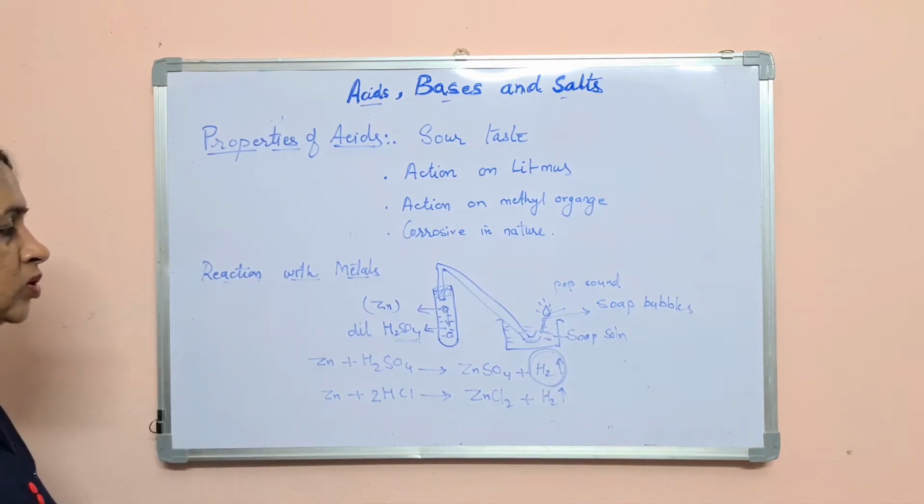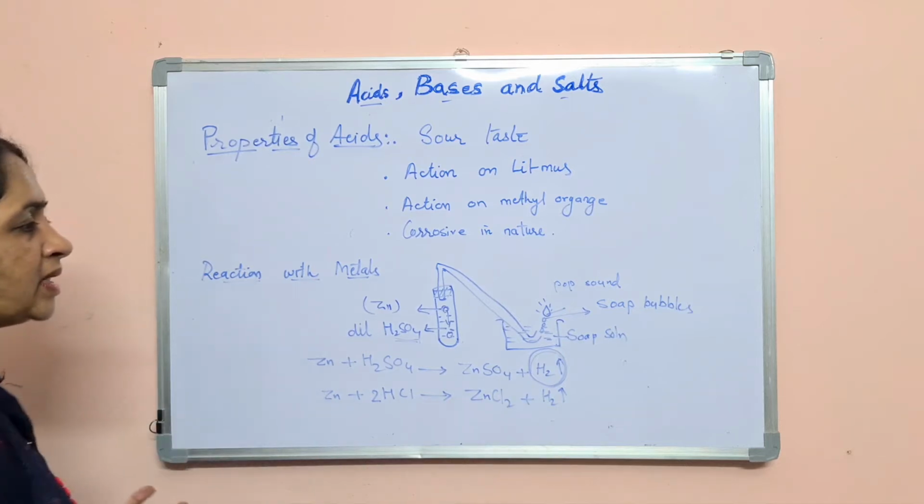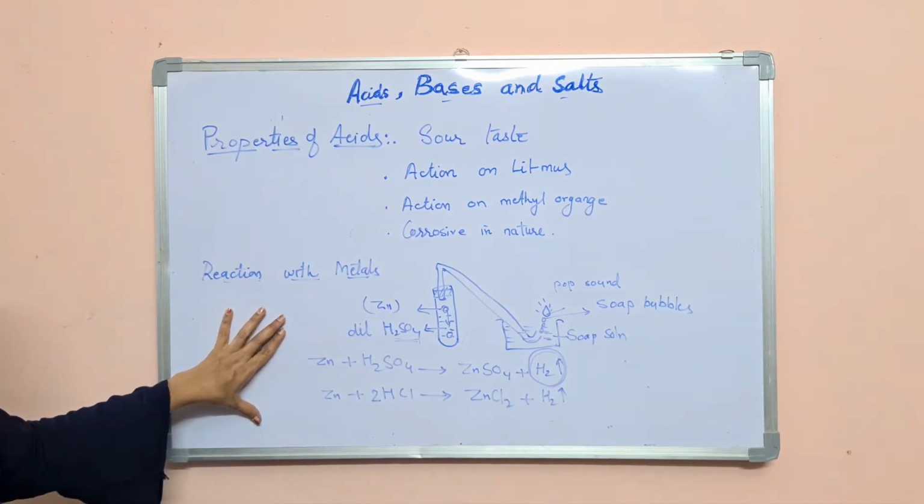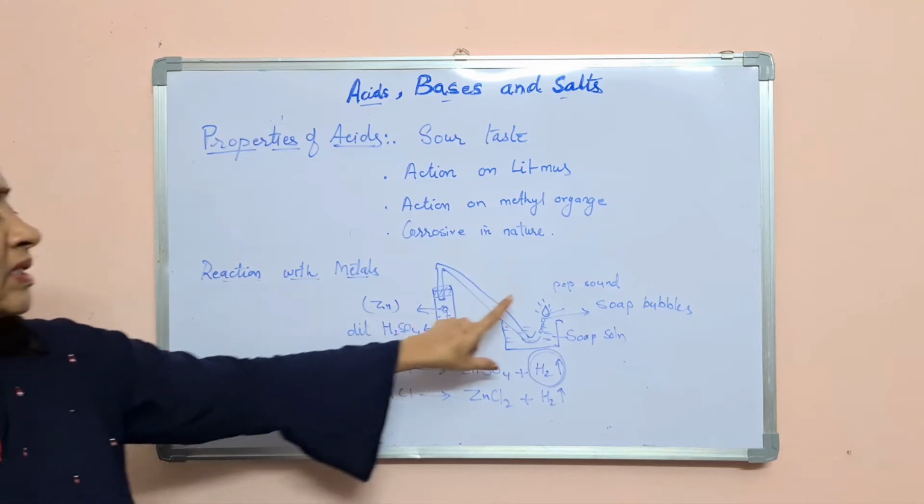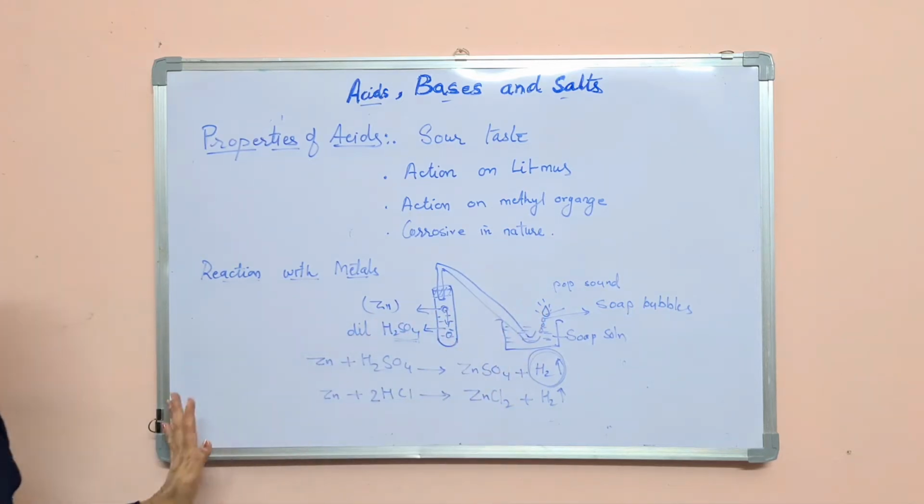When a metal reacts with a strong acid, it liberates hydrogen gas, and we can test the gas coming out with the help of a matchstick by burning it, and this gas burns with a pop sound.